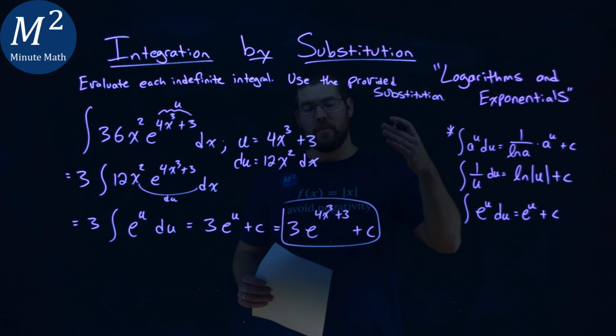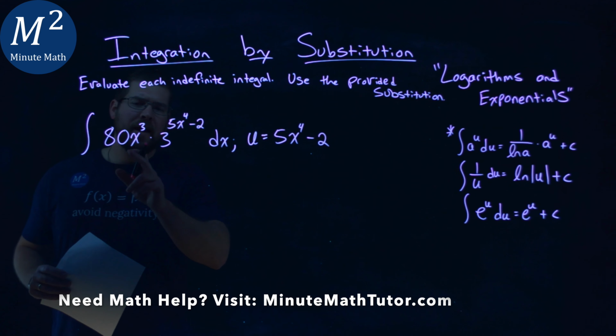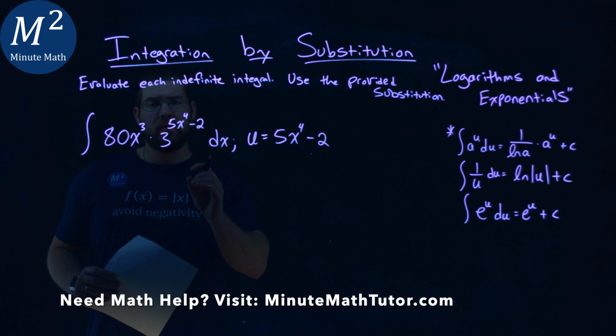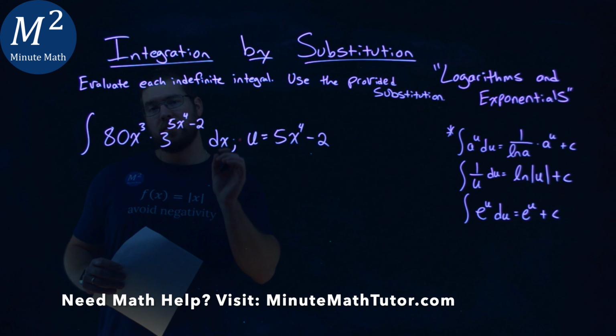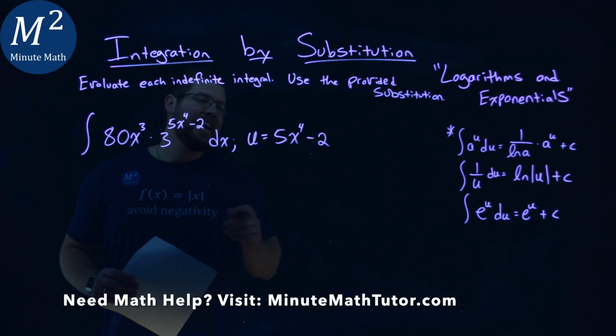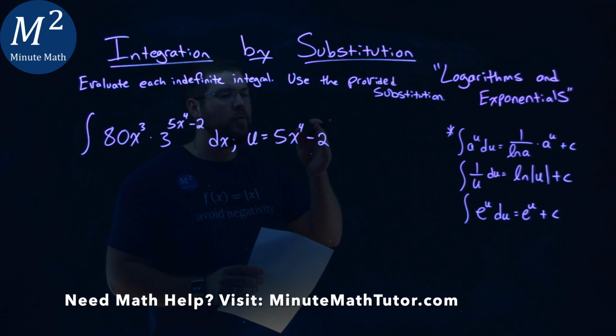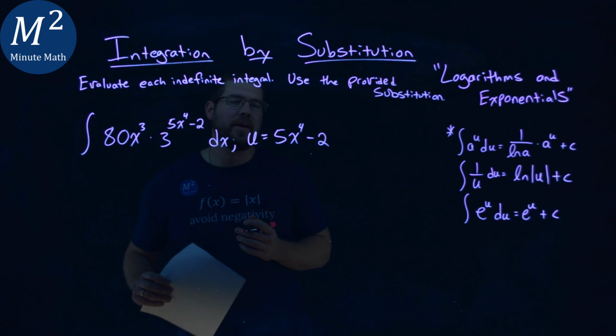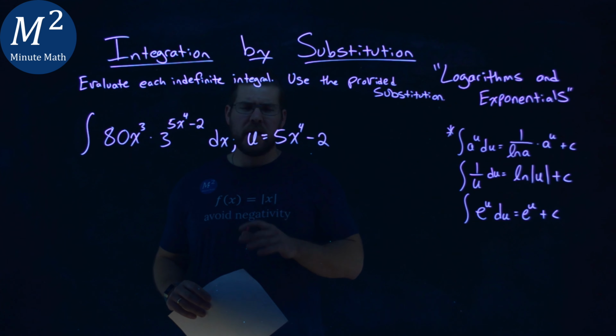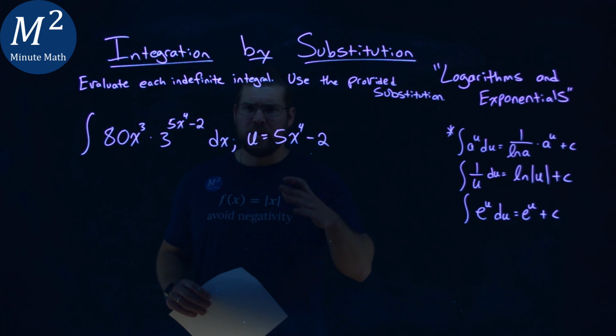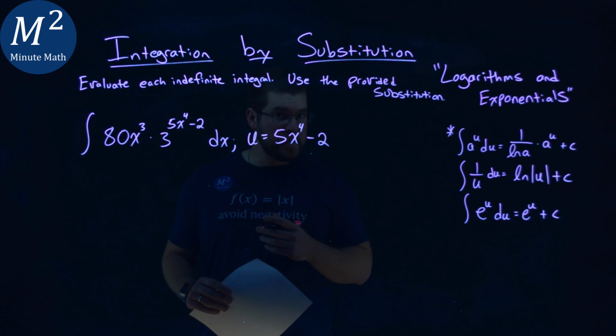We're given this problem right here, the integral of 80x to the third power times 3 to the 5x to the fourth power minus 2 dx. And we're given a u value of 5x to the fourth minus 2, and we have to evaluate this indefinite integral. Now we're already given a u value, which helps. We need to find our du value.